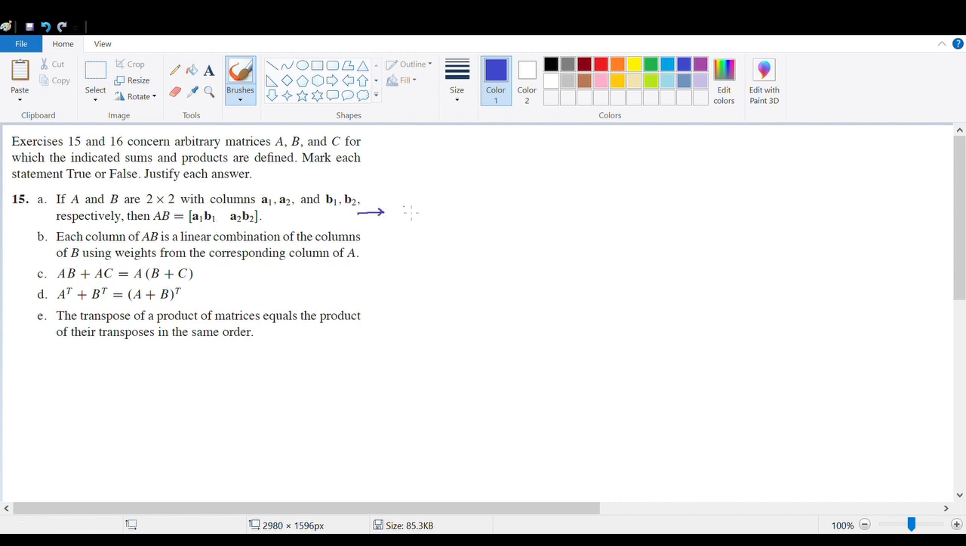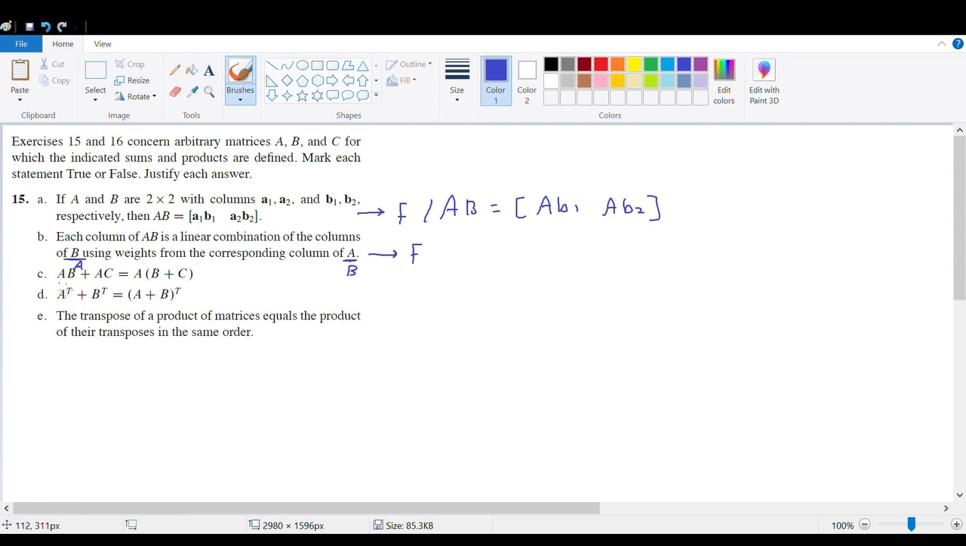We said this one is false. AB is equal to [AB1, AB2]. Then B: each column of AB is a linear combination of the columns of B using weights from the corresponding columns of A. This one is false. We said it is a linear combination of the columns of A using weights from the corresponding columns of B. So this one swaps A and B.